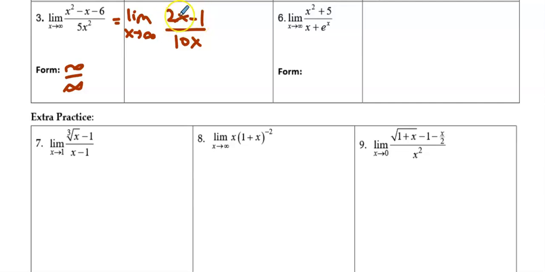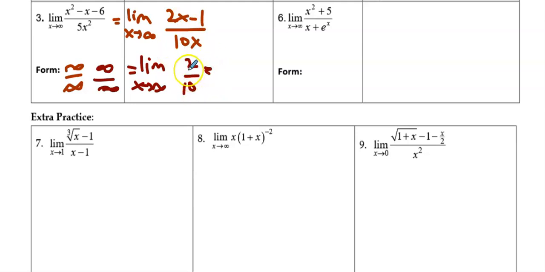We plug infinity in here. We're going to get infinity times 2, which is infinity, minus 1, infinity. We're going to then do 10 times infinity, which is also infinity. So we're going to do it one more time. We're going to get the limit as x approaches infinity of the derivative of 2x, which is just 2. The constant, -1, is 0. And the derivative of 10x is just 10.